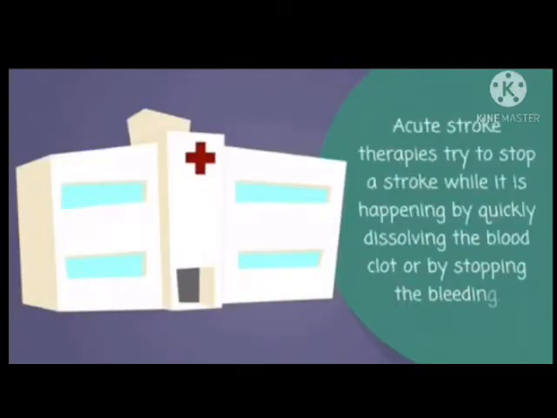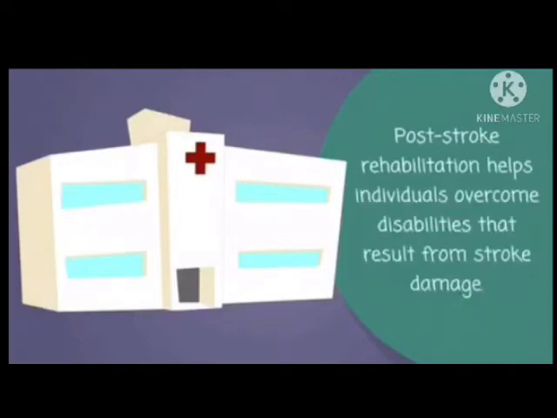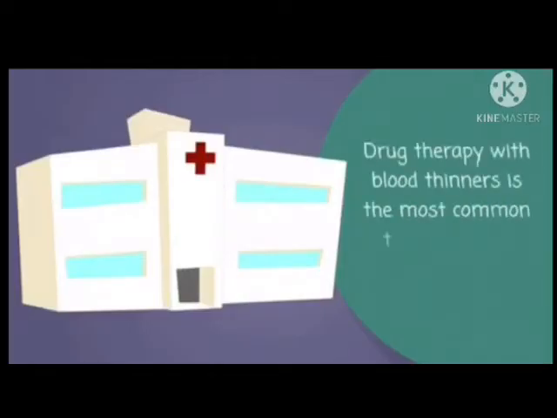Acute stroke therapies try to stop a stroke while it is happening by quickly dissolving the blood clot or by stopping the bleeding. Post-stroke rehabilitation helps individuals overcome disabilities that result from stroke damage. Drug therapy with blood thinners is the most common treatment for stroke.